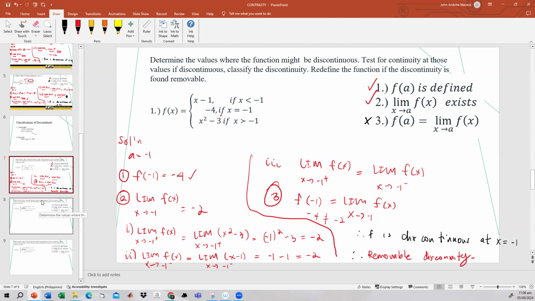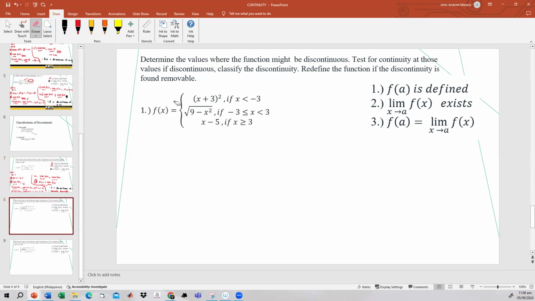Okay, next. For the next one, we have this given. We're in a piecewise function again. Our f of x is equal to x plus 3 squared if x is less than -3. f of x is equal to square root of 9 minus x squared if x is greater than or equal to -3 but less than 3. And f of x is equal to x minus 5 if x is greater than or equal to 3.